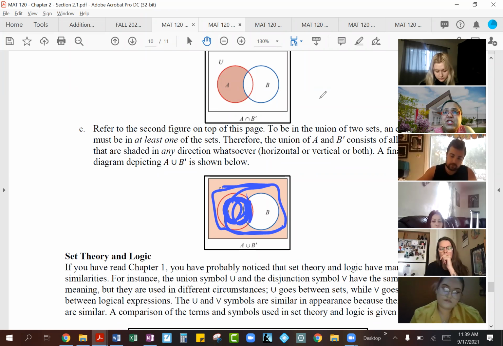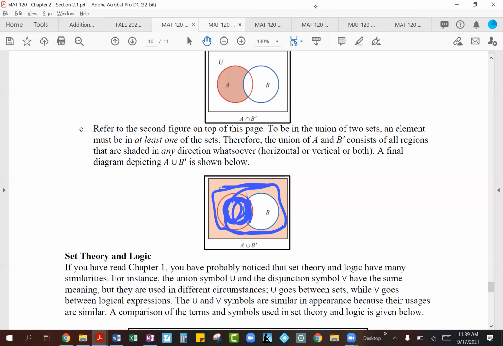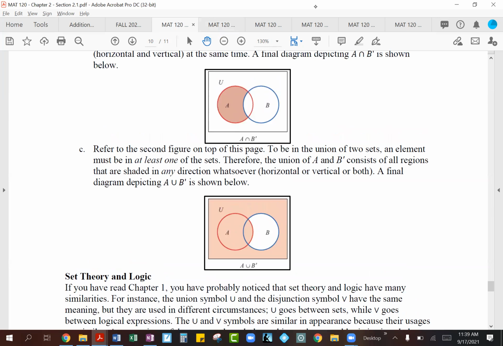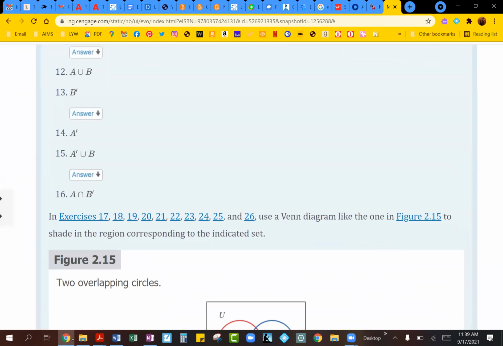So just by changing your intersection to a union, you can see how different your Venn diagram ends up looking. So just comparing between the intersection and the union, this is kind of what we're talking about in terms of shading Venn diagrams. So let's take a look again at a quick example over here.